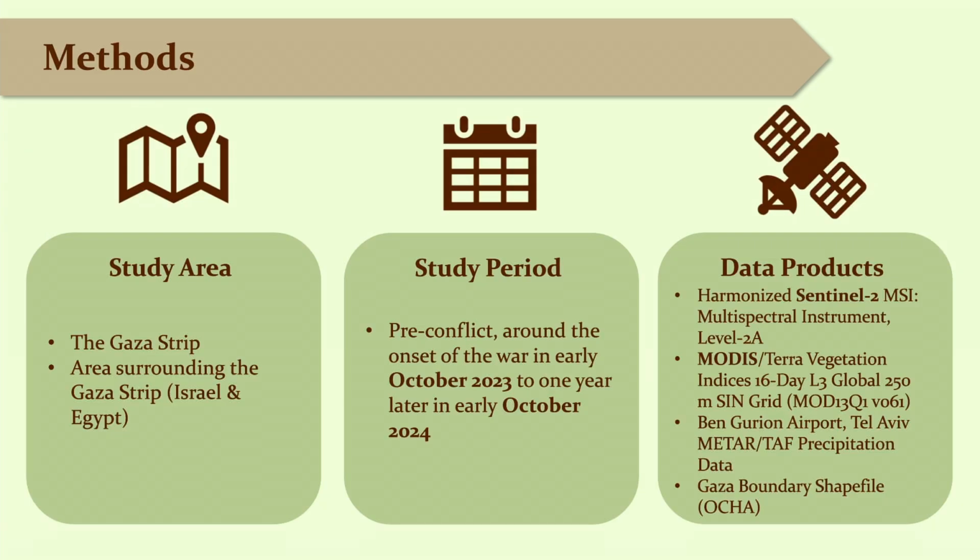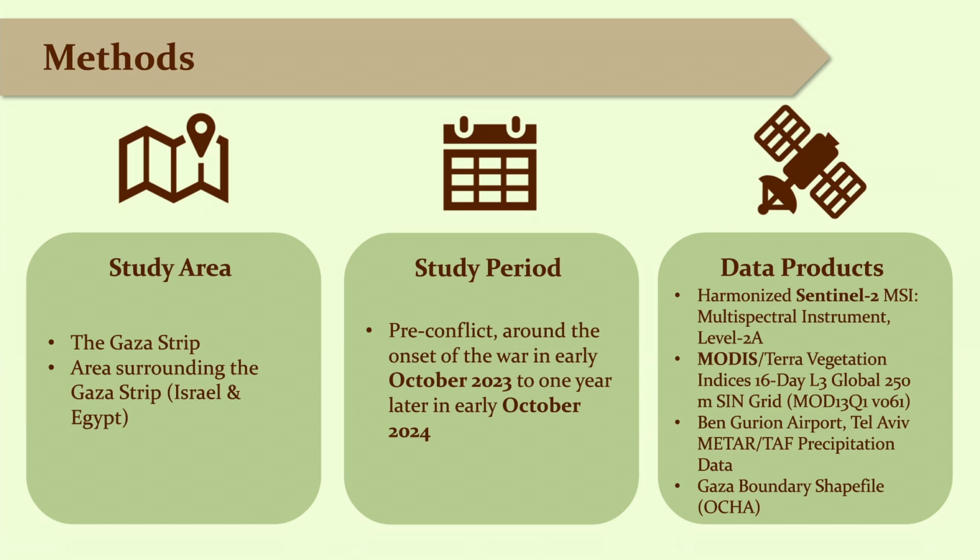So my methods, the study area was the Gaza Strip, but then I also looked at the surrounding area. So I essentially just drew a polygon around the area. This surrounding area includes territory from Israel and Egypt. And I chose to include this surrounding area to act as sort of a control group to see if any of the vegetation changes we were detecting were a regional trend or something unique to just the Gaza Strip.